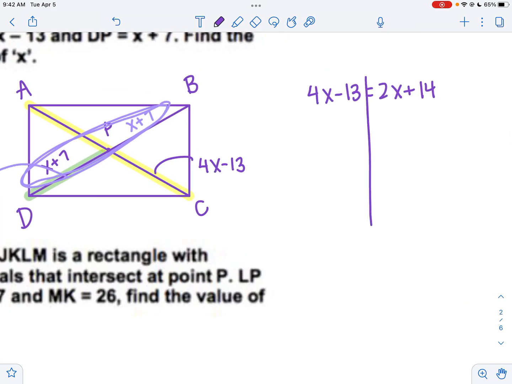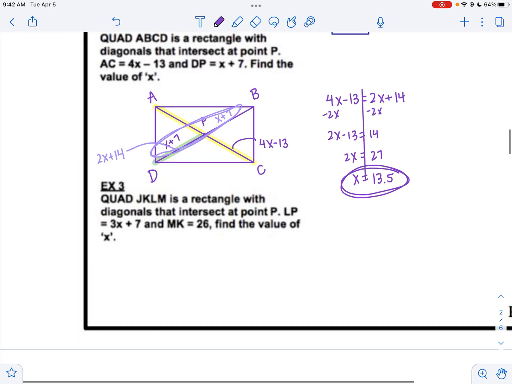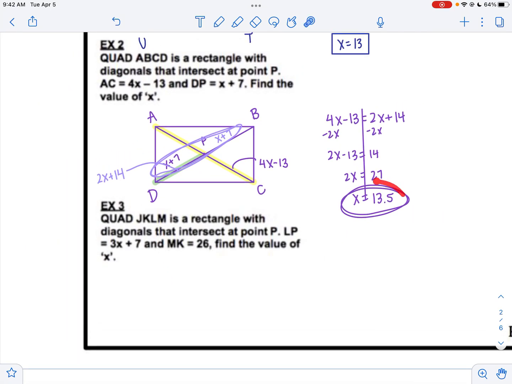And now I'm going to solve. So I'm going to go ahead and put the letter on the left. So subtract 2x on both sides. So I have 2x minus 13 equals 14. Then I'm going to add 13. So now I have 2x equals 27. Divide by 2, and I get a decimal. I get 13.5, and that's totally fine. That's a-okay. I can always take that number and plug it back in just to double check it.